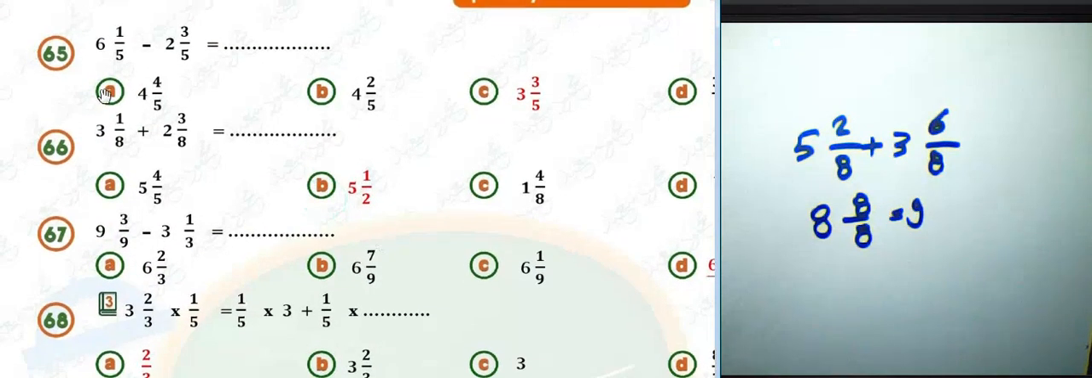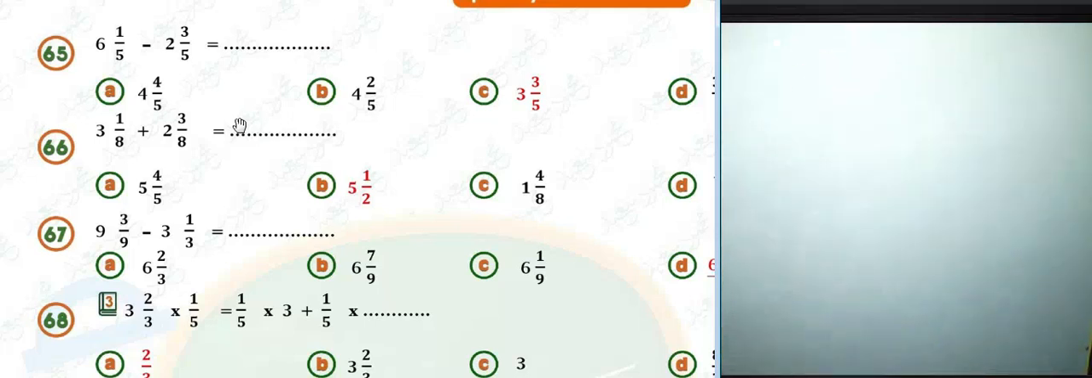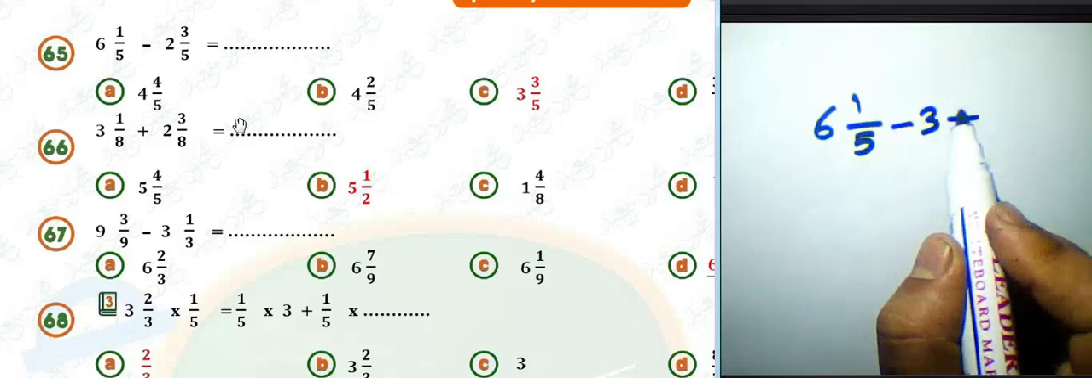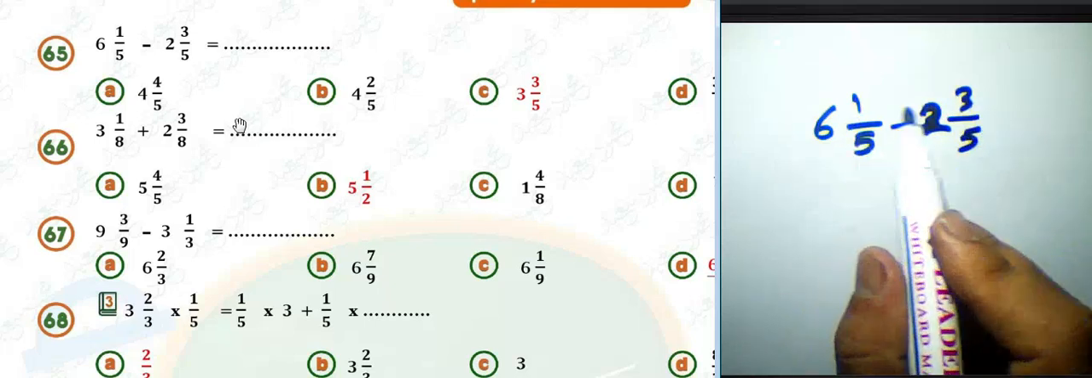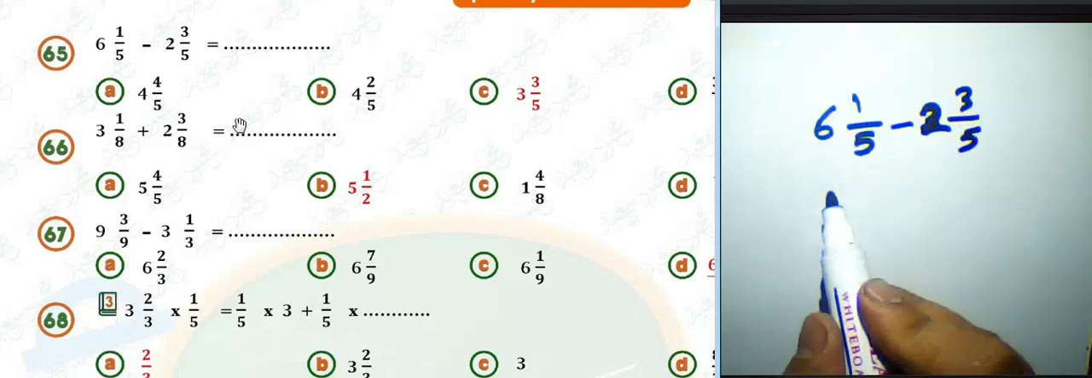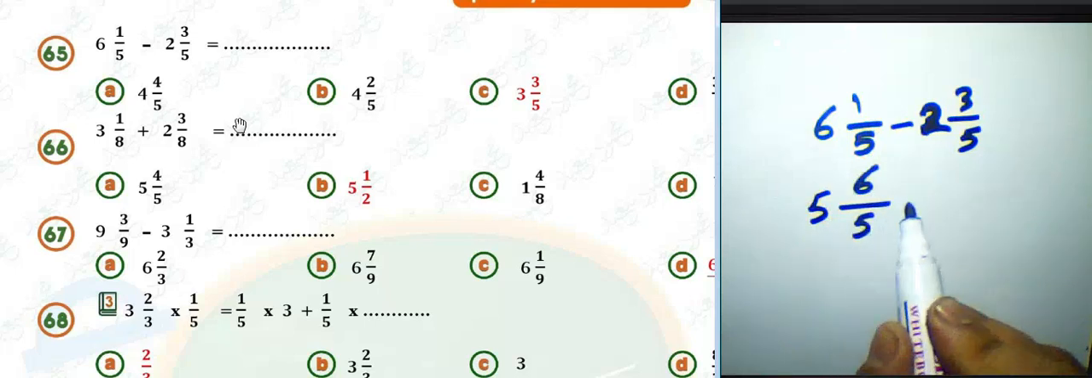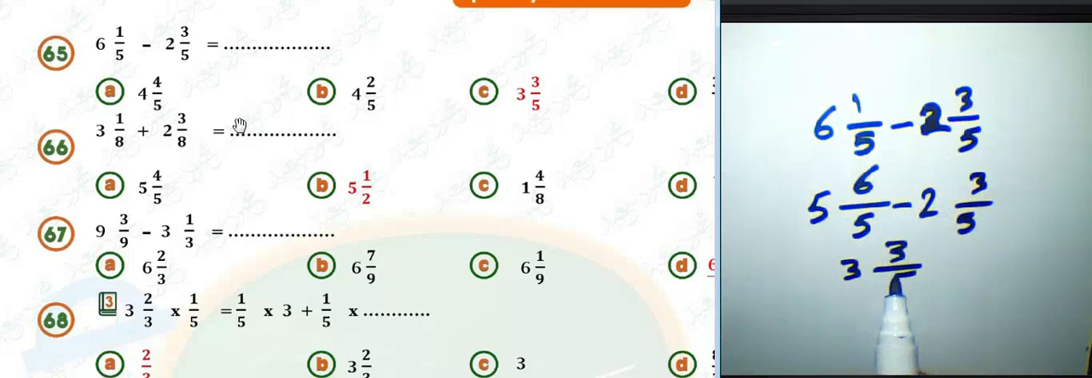Question 65. 6 and 1 over 5 subtract 2 and 3 over 5. We know 1 in the numerator, we can't find the difference between 1 and 3, so we must borrow from the whole number. From 6 will be 5, and 1 equals 5 over 5 plus 1 over 5, it will be 6 over 5. Subtract 2 and 3 over 5. 5 minus 2 equal 3, and 6 minus 3 equal 3, and right here 5 in the denominator. Choose letter C.